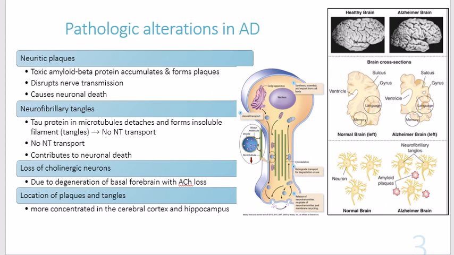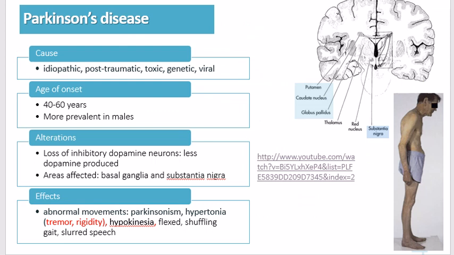So let's move on now to another neurodegenerative disorder called Parkinson's disease. And the 5 causes include idiopathic, so unknown, post-traumatic, toxic, genetic, and viral. Age of onset is usually earlier than what we would see in Alzheimer's disease, being between the ages of 40 and 60. It is more prevalent in males. The typical stooped posture in this picture here of someone with Parkinson's.